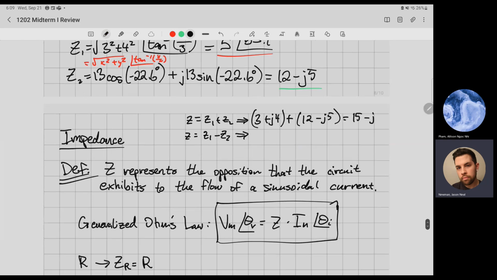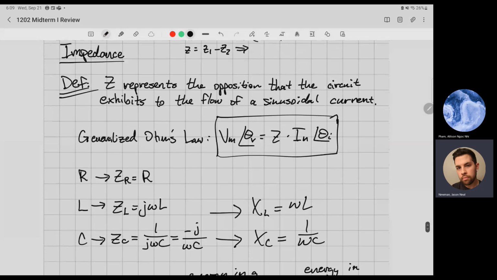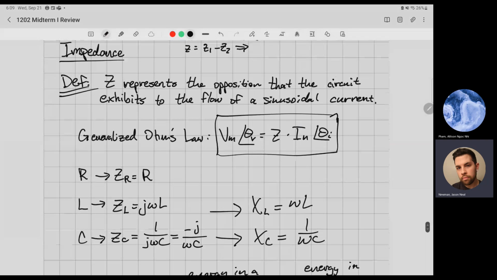I wanted to show one more thing before I hop off here. Impedance represents the opposition that the circuit exhibits to the flow of a sinusoidal current. You can basically generalize Ohm's law with that by saying this is voltage, V, and this is Z times I, but it's in phasor notation.